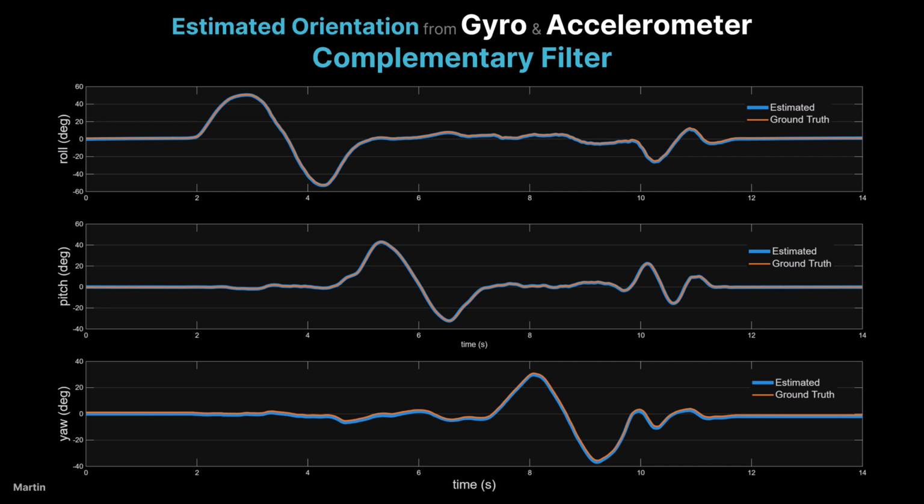The figures show the results of the complementary filter. As you can see, the estimated orientation angles fit quite well with the ground truth, demonstrating that the filter provides a good balance between the responsiveness of the gyroscope and the stability of the accelerometer.